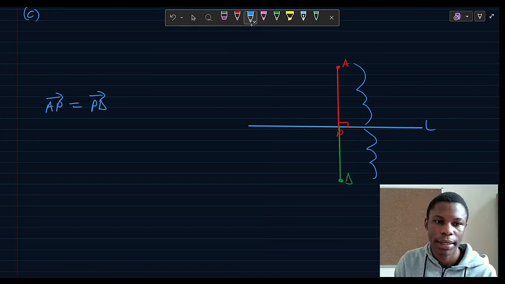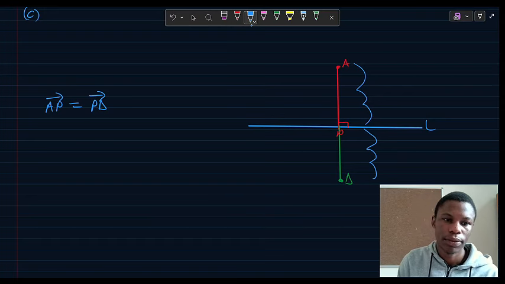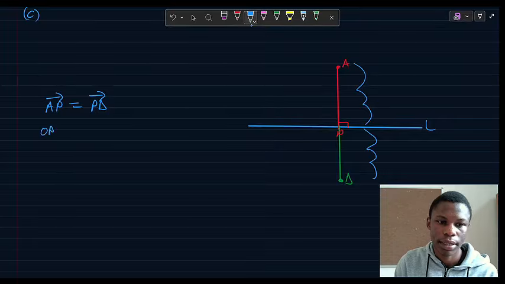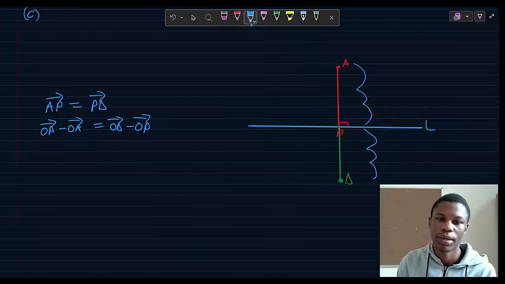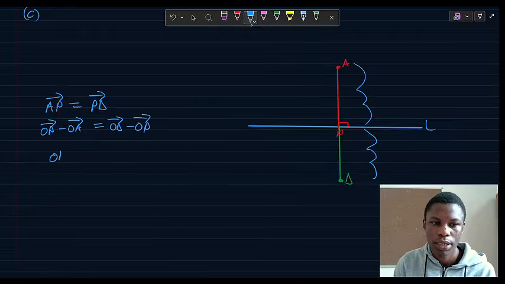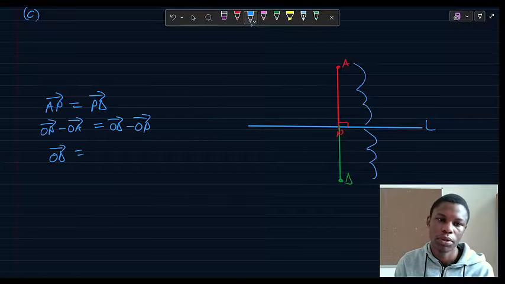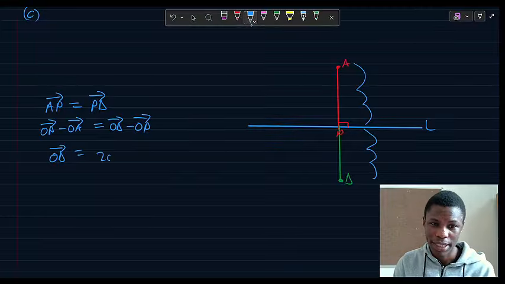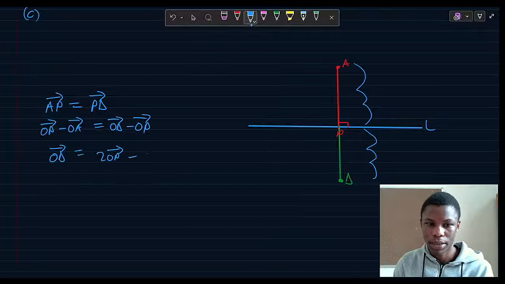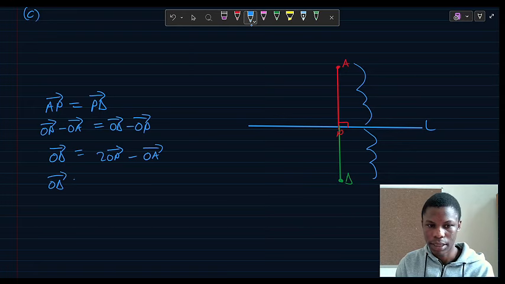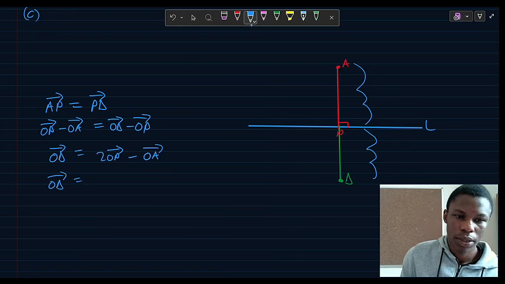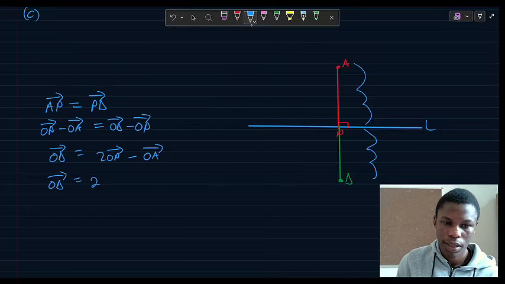And so we can break this down and say that AP can be written as OP minus OA, and PD can be written as OD minus OP. And we can make OD the subject of the formula. So we'd have that OD is equal to 2 OP minus OA. OD is equal to 2 times OP.